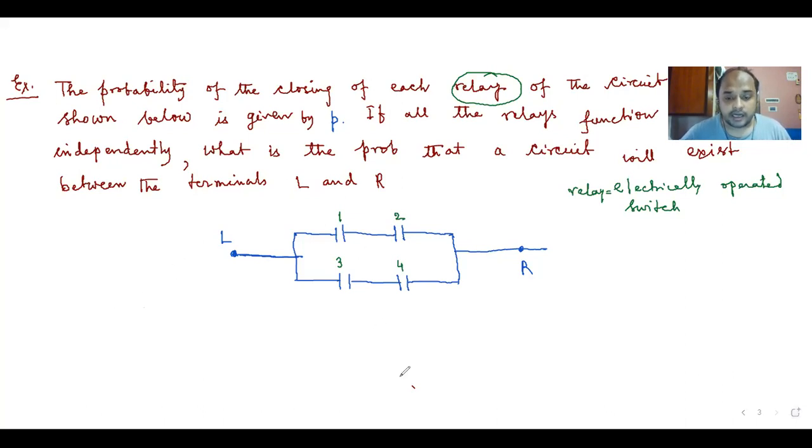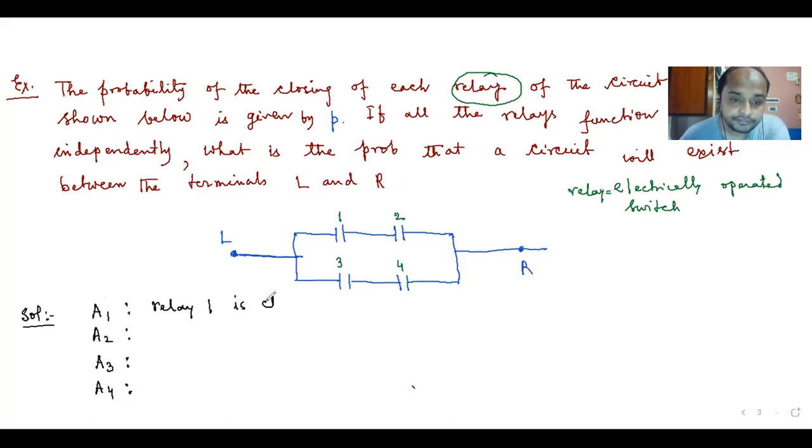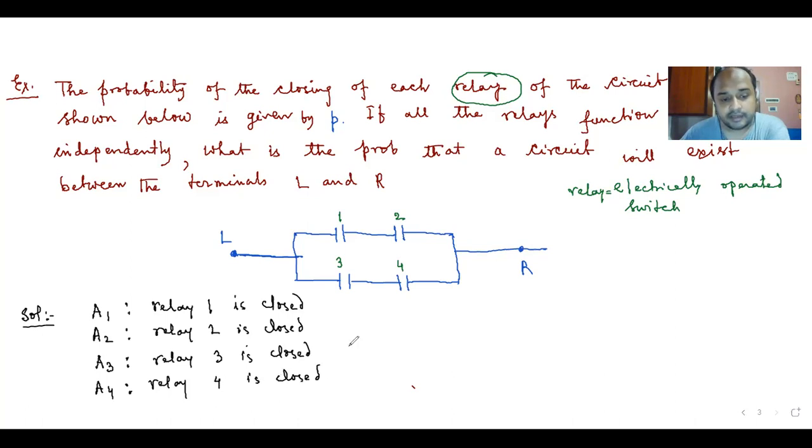Before I start solving the problem, we have to define the events carefully. So how many events are there? That is a very important task. What we observe is that since there are 4 relays, there will be 4 events. And what will be the name of the events? Relay 1 is closed. This is event A1. This is relay 2 is closed. Okay, this is relay 3 is closed. Naming of the event is very essential before you start solving the problem by the axiomatic approach of probability. And relay 4 is closed.